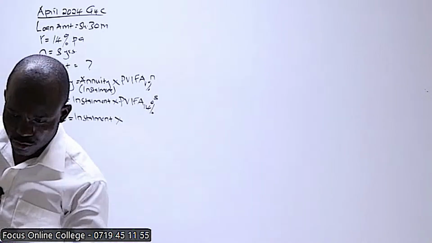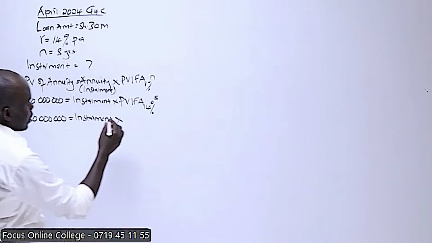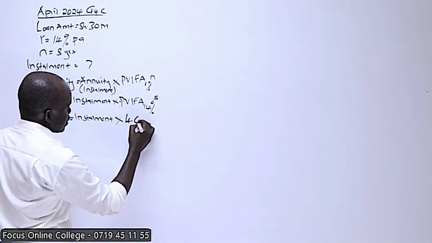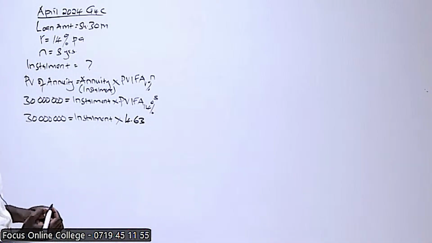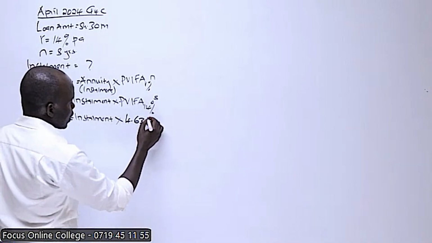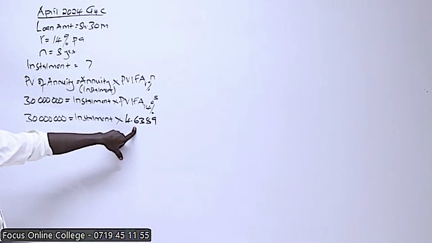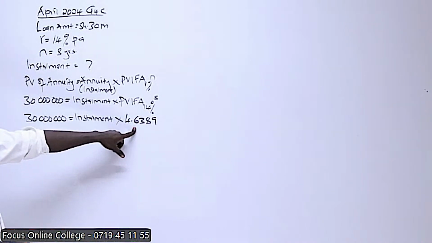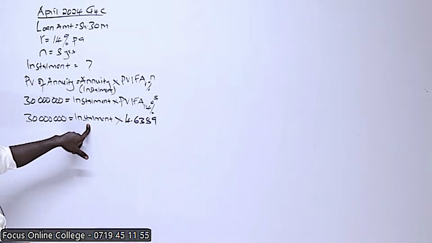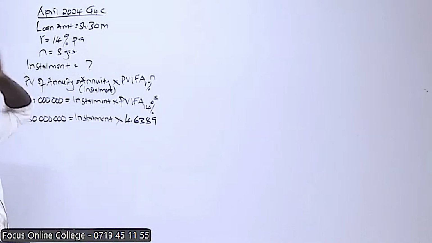Go to the WhatsApp group, check the table that I shared the other day. Thank you, Tito. 4.6389. And this one we are reading from the lower table, because we are working with an annuity. So please, if you're not getting this figure, we are reading it from the lower table.